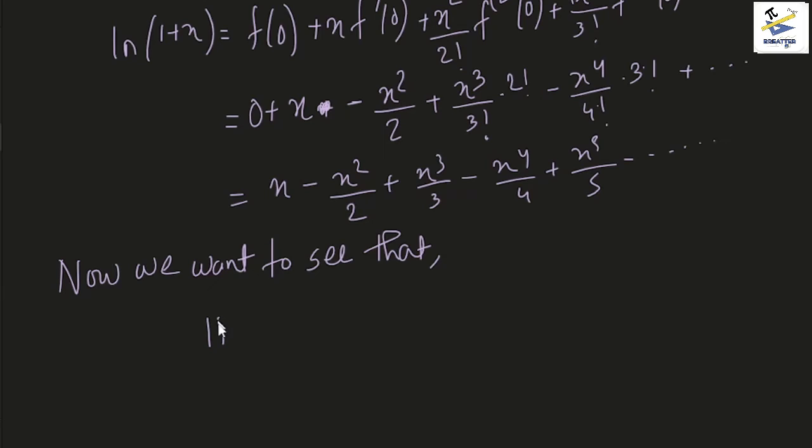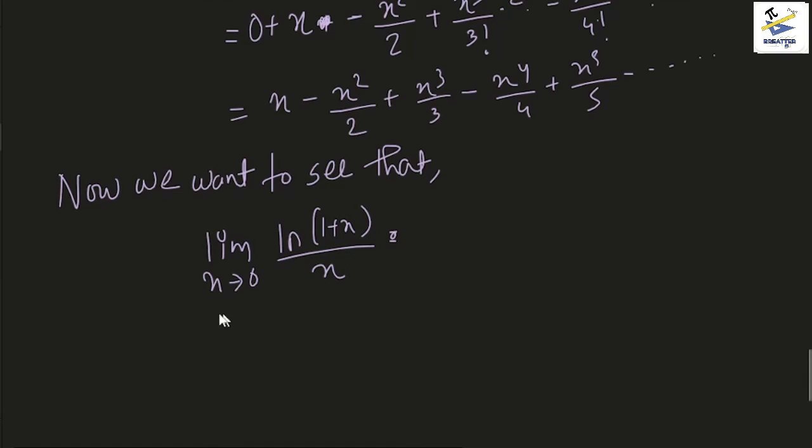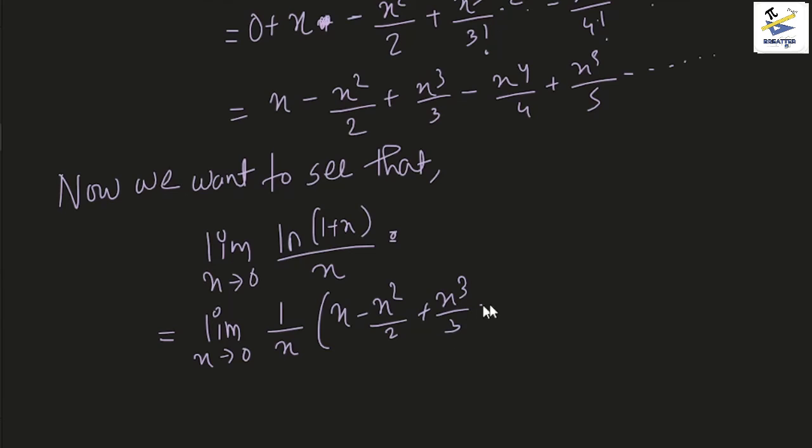Now, in the limiting case, we were trying to prove that limit x tends to 0 of ln of 1 plus x by x equals 1, right? Now let us write it under the series, because the series could be a long shot. So we can use the series definition here, and we can write it as 1 by x into x minus x square by 2 plus x cube by 3 minus x to the power 4 by 4, and so on.